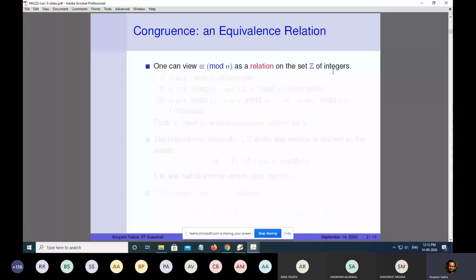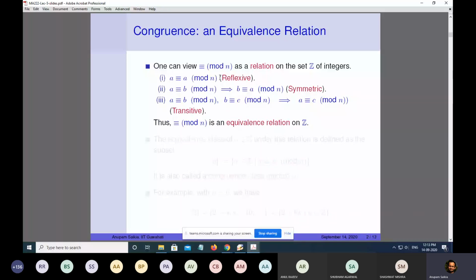So what are the properties of this relation? First of all, it is reflexive. That means every integer is related to itself, or every integer is congruent to itself, whatever n I take, because their difference will be 0, and 0 is divisible by any integer. A relation which satisfies this property is known as a reflexive relation. A relation on a set S is reflexive if every element is related to itself. Here our set is Z, the set of integers, and n is fixed, so this is reflexive.